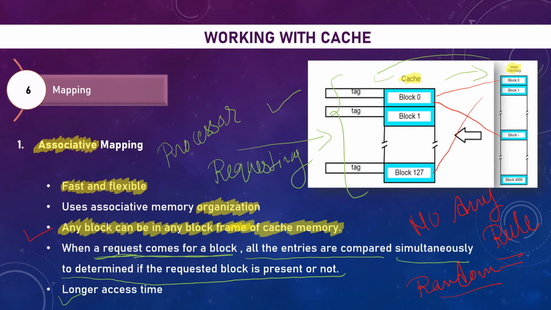A few points to keep in mind: it's a random thing, meaning any block. This is the main important point. There is no specific rule for that. It's random. Any block can be shifted to any line in the cache.